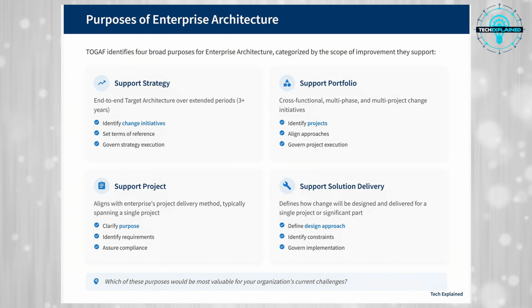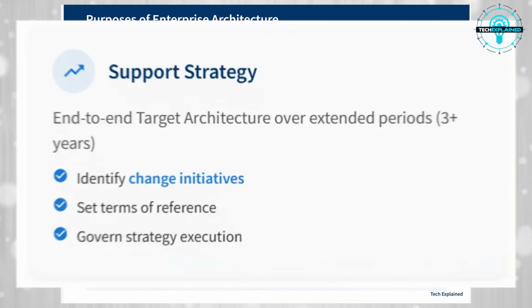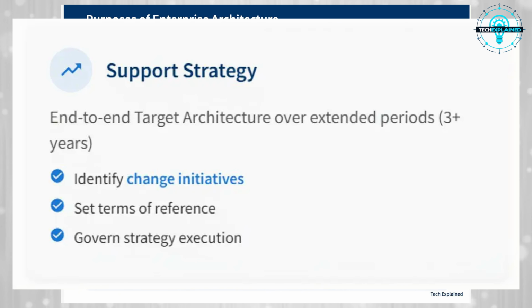TOGAF identifies 4 broad purposes, and understanding these will help you see how versatile EA can be. First, there's strategy support. This is the big picture view. It delivers an end-to-end target architecture and develops roadmaps of change over extended periods, like 3 years or more. It's used to identify change initiatives, set terms of reference, identify synergies, and govern strategy execution.